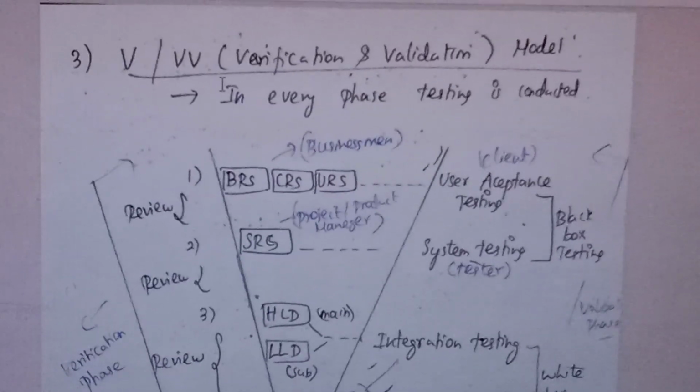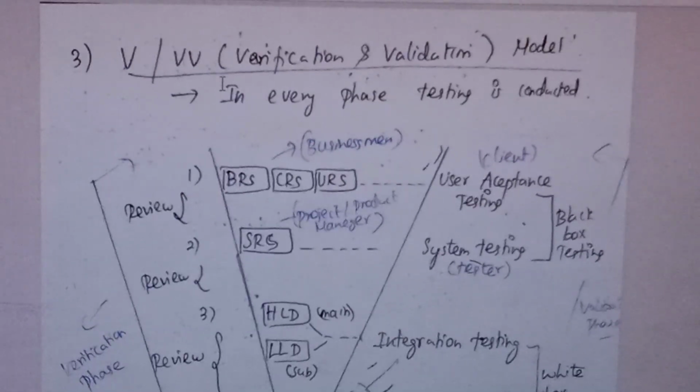In this video, I will explain the verification and validation model, which is called the V or VV model. Before going into this topic, I will explain what verification and validation are. Verification is a set of activities which ensures whether the software correctly implements the required function or not. In simple terms, whether the product meets its specification or not.